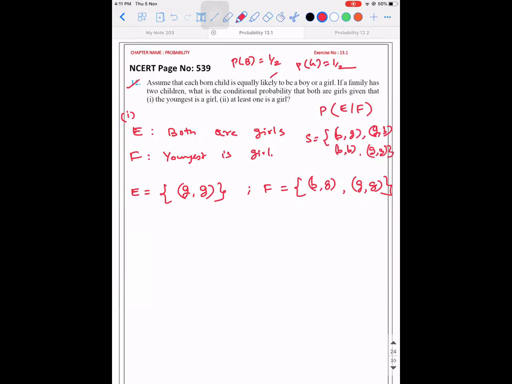So they're asking probability of E given F. So what is the probability of E intersection F? 1 by 4. Siddharth, what you told is right. Probability of E intersection F is 1 by 4. So what is the probability of F? 2 by 4. So what is the probability of E given F? That is 1 by 4 divided by 2 by 4. That is 1 by 2. That's right.